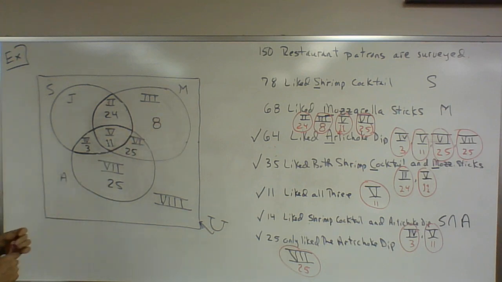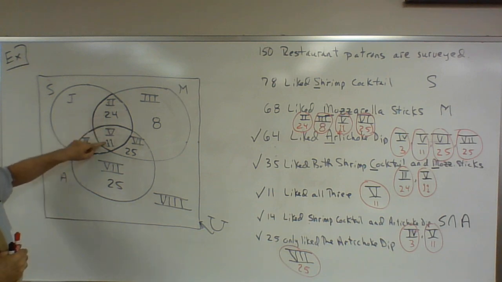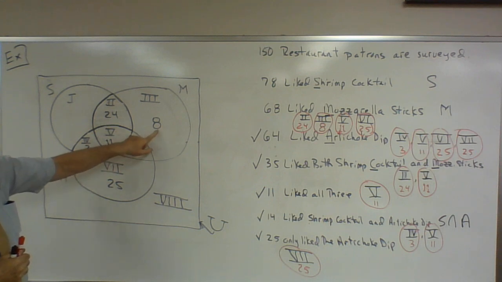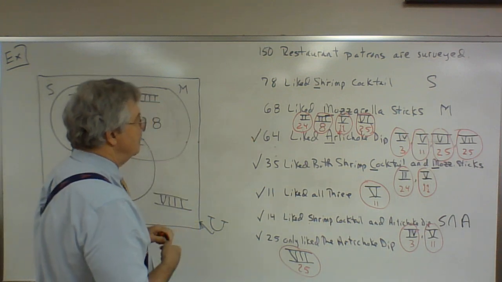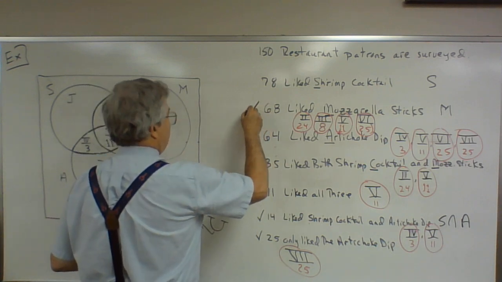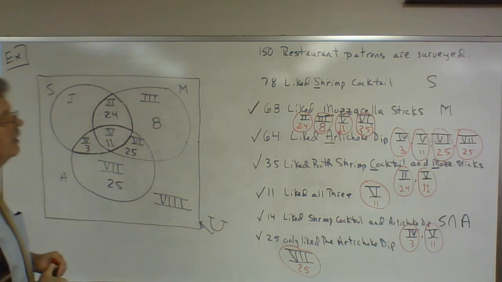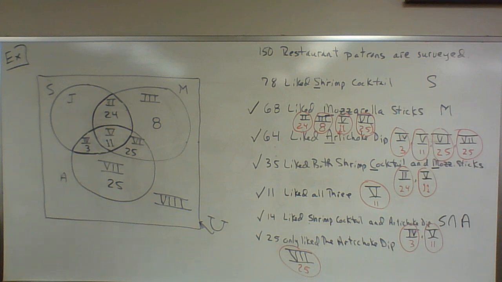And let's do that again and make sure. 24 plus 11 is 35, plus 25 is 60, plus 8 is 68. Those are the mozzarella people. Yep. Okay.